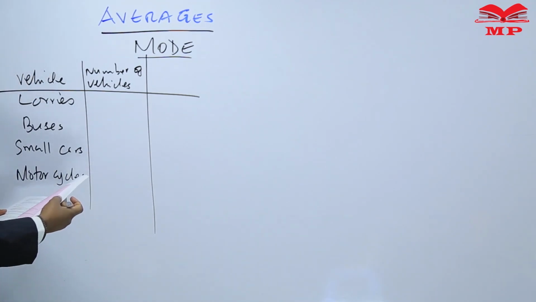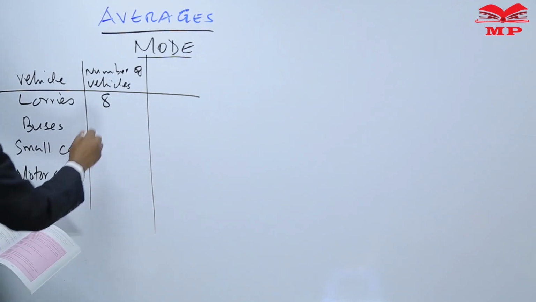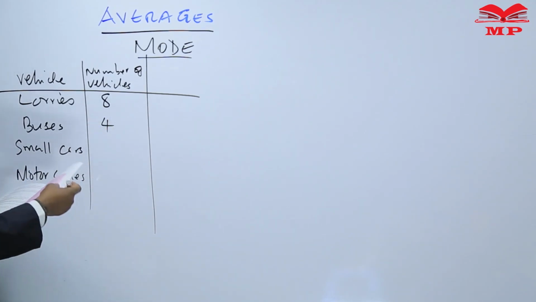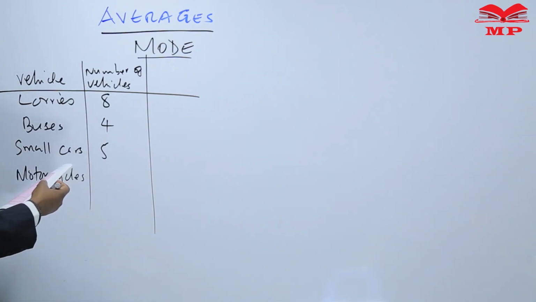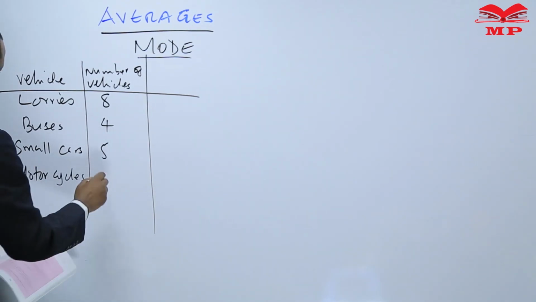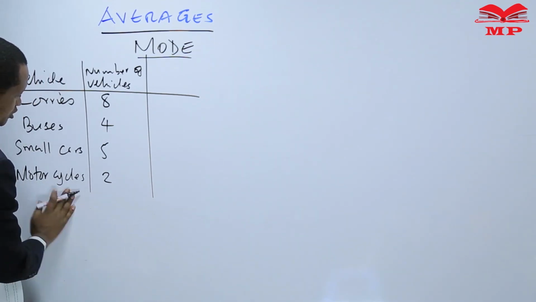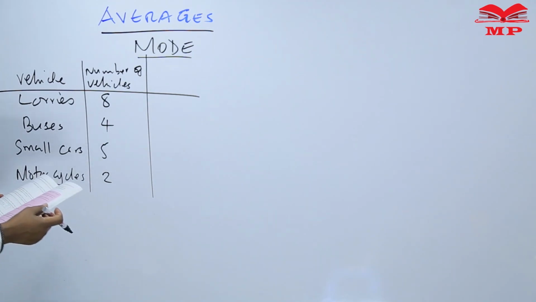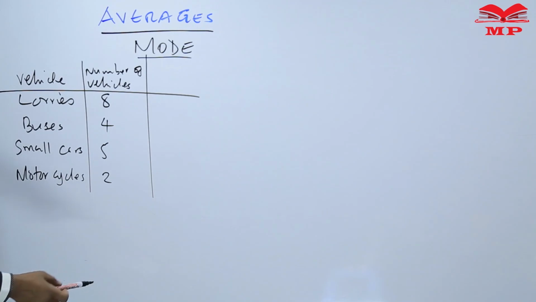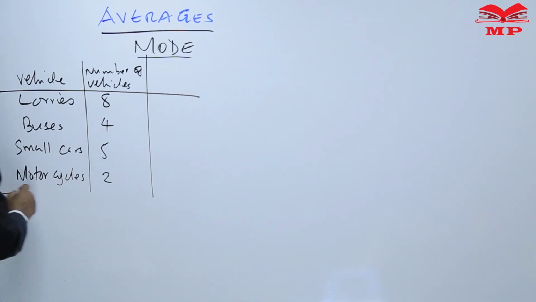So the number of lorries counted 8, the number of buses counted 4, the number of small cars counted 5, the number of motorcycles counted 2. So from this frequency table, we can tell which was the most common type of vehicle on that road.